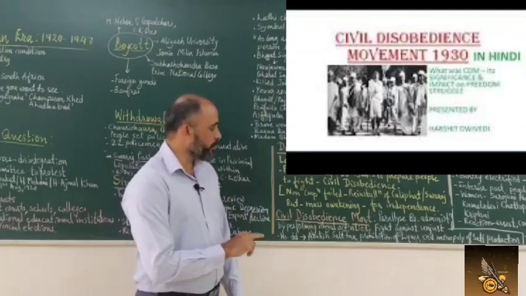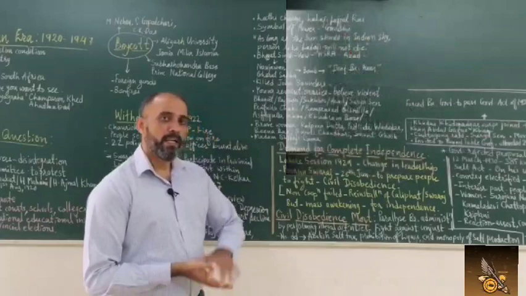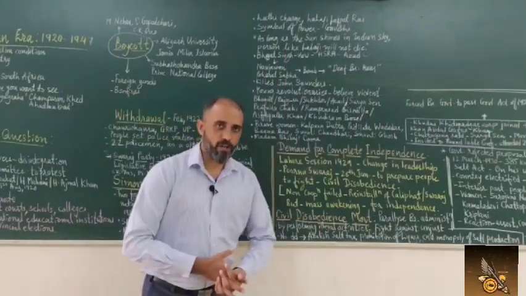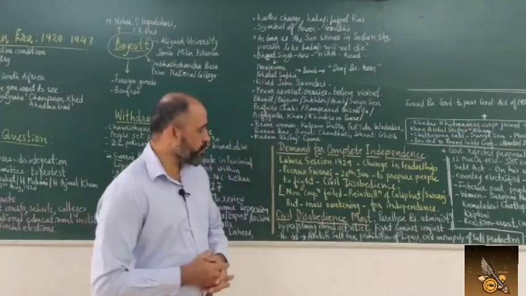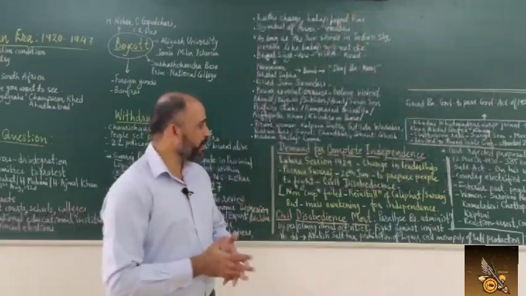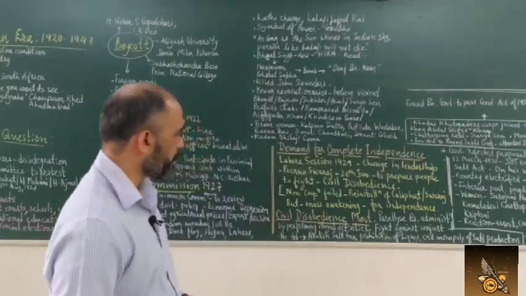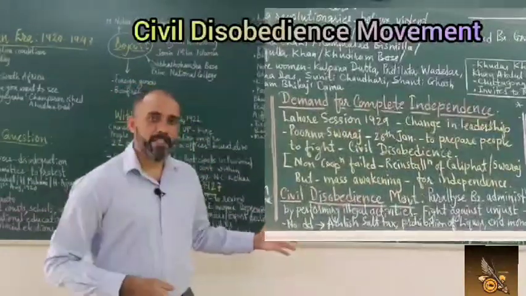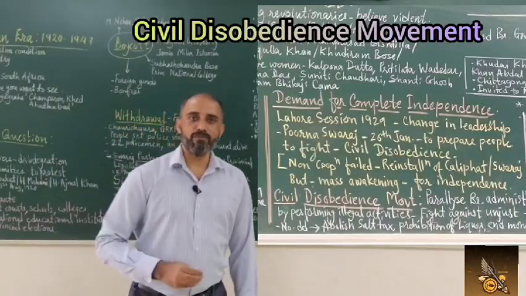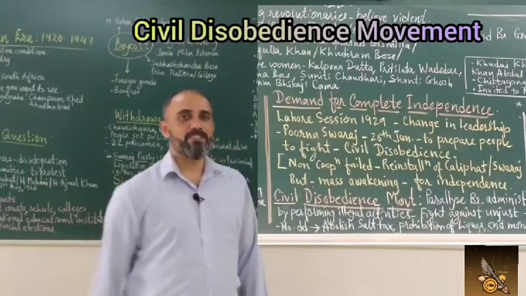The civil disobedience movement is a little different from the non-cooperation movement. The non-cooperation movement failed to achieve the reinstatement of the Khalifa and also the attainment of Swaraj. But the mass awakening made during this time was really a great achievement, and it created a spark for independence. Now, what is this civil disobedience movement? Let us go through it. It was another nationwide movement launched by Gandhiji on 12th March 1930.